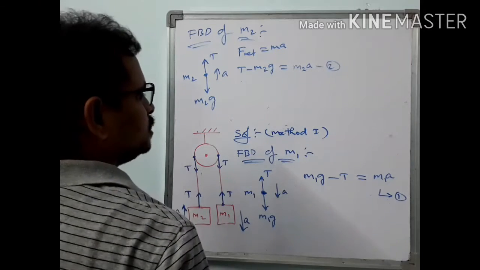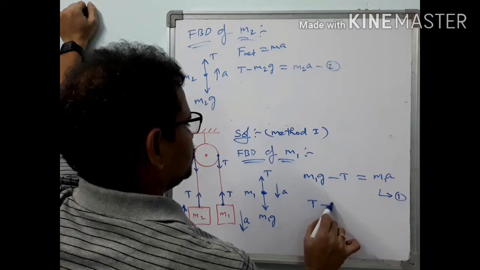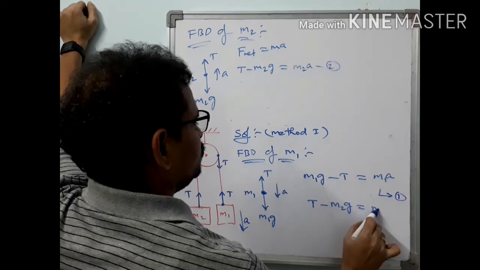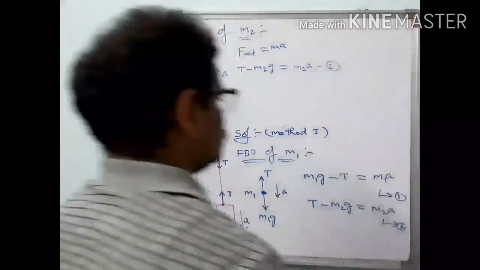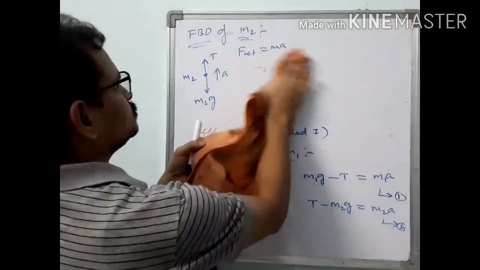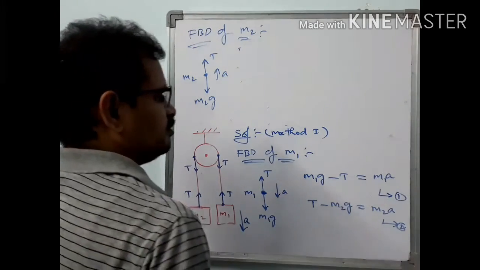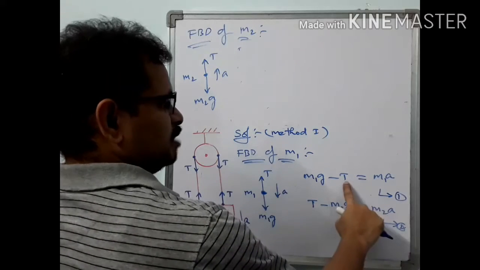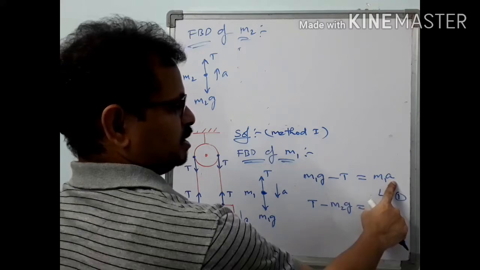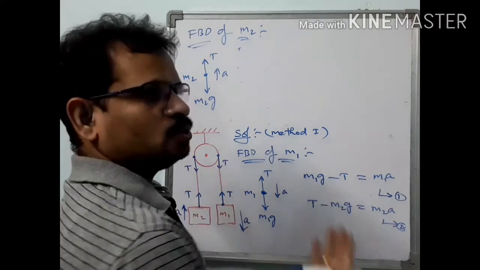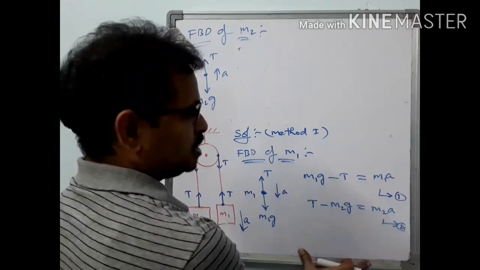Now from 1 and 2, let me write here. T minus M2G equal to M2A. This is equation 2. Now we can solve these equations and get whatever we want. Here two variables are there. We have to find T, we have to find A. So one equation is not sufficient. Two variables means we have to get two mathematical equations. So we are ready with two mathematical equations here, right?